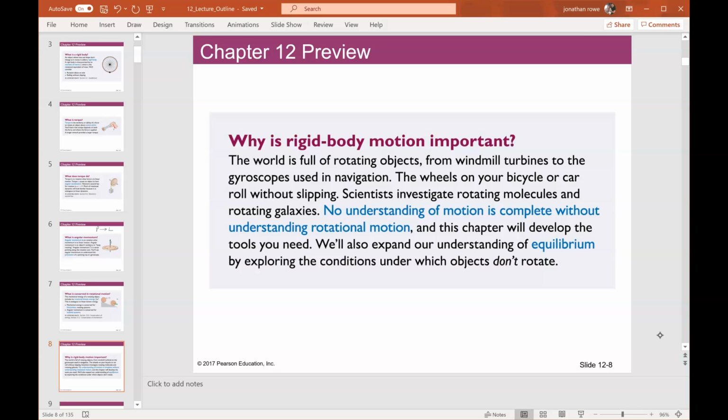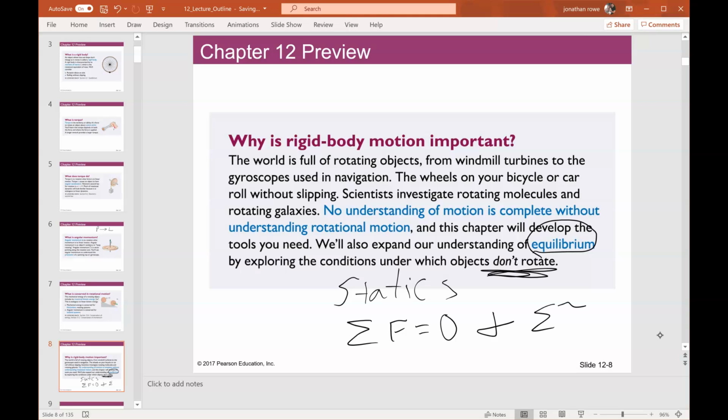We'll also expand our understanding of equilibrium by exploring the conditions under which objects don't rotate. That's a really important thing for an engineer, for an architect. You don't want things to move. That's a class you're going to take called statics. The whole key to statics is that the sum of the forces equals 0 and the sum of the torques equals 0. That's what you want to be the case when you're designing a bridge or a building or something like that.